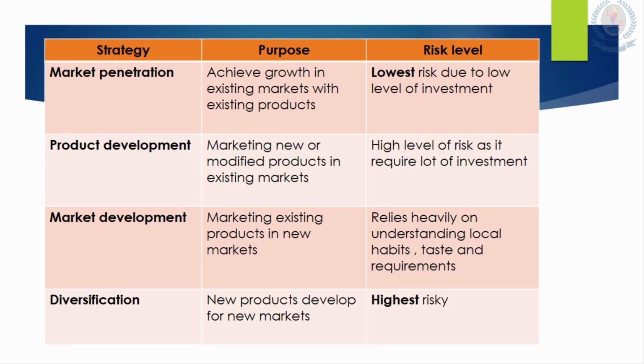Why is that? Think of another example. You are catering a certain food item to a European country. So when you are catering a certain food item from an Asian country to a European country, you need to consider their taste, their habits, all those things, because if not, it won't attract the customers of that country. So the success or the failure is heavily reliant on understanding the local habits, tastes and requirements of the customers in that area. The last strategy is diversification.